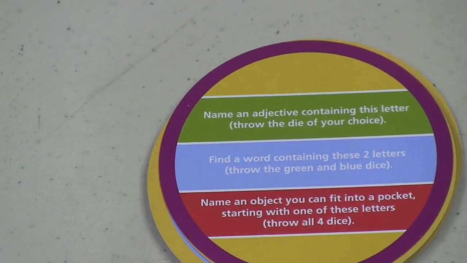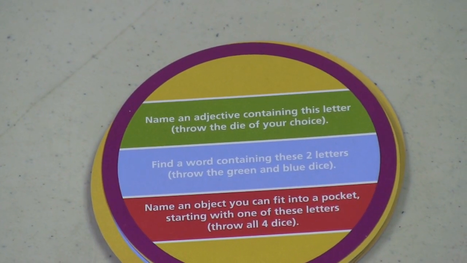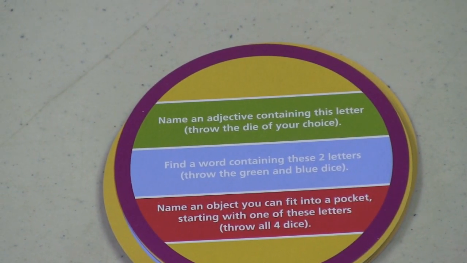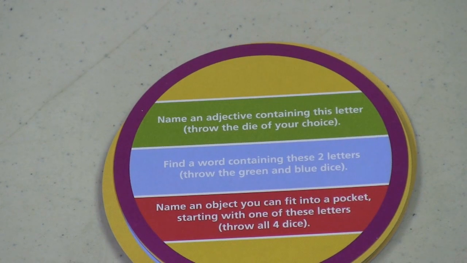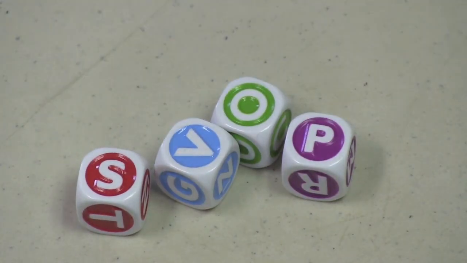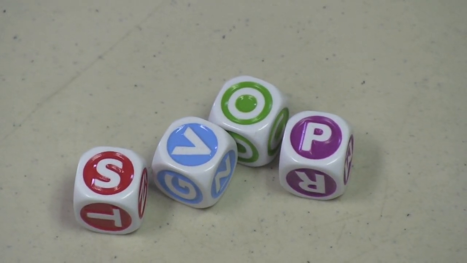Find a word containing these 2 letters, throw the green and the blue die, and name an object you can fit into a pocket, starting with one of these letters. Throw all 4 dice. So let's say we pick the red one. Name an object you can fit into a pocket, starting with one of these letters. At that point in time, the person who turned the card over is going to roll the dice. And then we look at the dice that are rolled, and someone needs to shout out the answer.